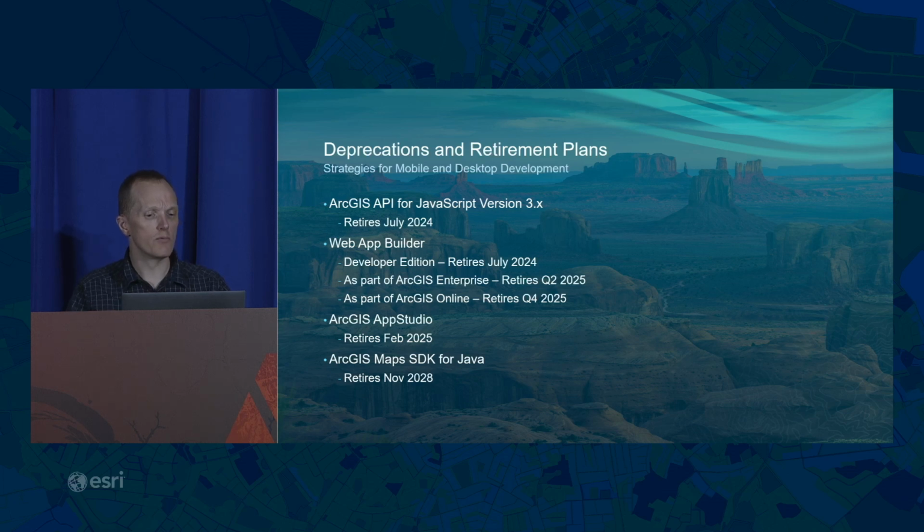And then we've recently announced the deprecation of the ArcGIS Maps SDK for Java, and that planned retirement is in November 2028. So the deprecation of the Java Maps SDK was just announced, so it's got a 4-year life cycle to 2028. But as we saw, we've introduced a new SDK there with Flutter.